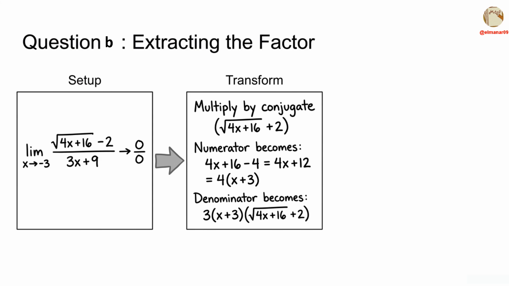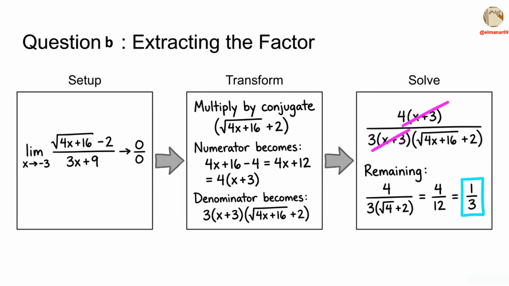The numerator becomes 4x plus 16 minus 4 equals 4x plus 12. Factor it into 4 times x plus 3. Keep the denominator in its factored form: 3 times x plus 3 times the square root of 4x plus 16 plus 2. Never expand the denominator. We want to keep that x plus 3 visible.